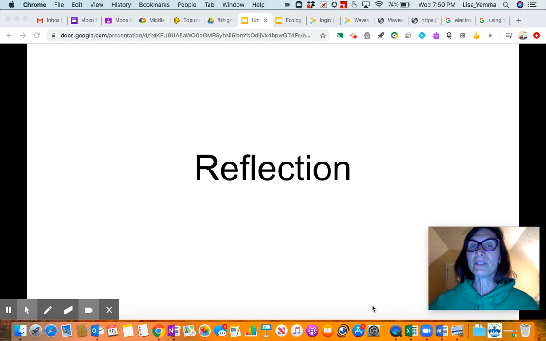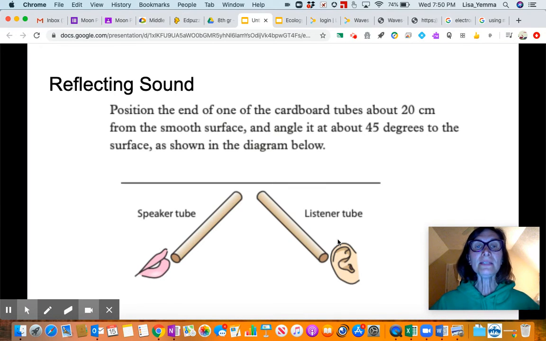So today we're going to continue our talk on waves, but thinking about properties and variables that we can measure about waves. One of those is reflection. Reflection is bouncing off a surface. That is one way waves can reflect.